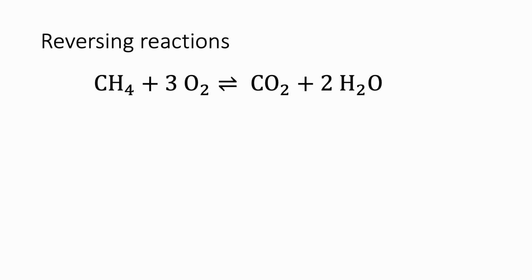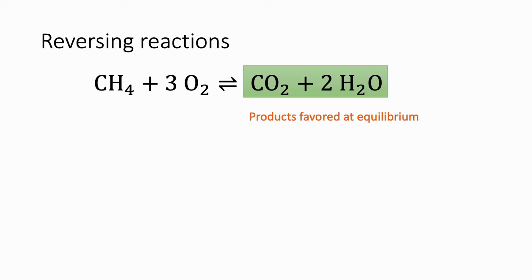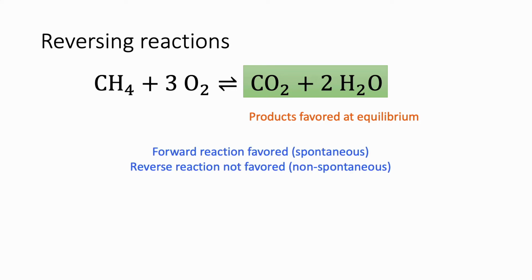So before we get into electrolysis, let's quickly review reversible reactions. If you have a reaction like the combustion of methane, and you know that the products are favored at equilibrium, that tells you that the forward reaction is favored, it's a spontaneous reaction, and the reverse reaction is non-spontaneous, it's not favored. So is it possible to get the reverse reaction to happen? Well, it is. We can do that by putting a lot of energy into the reverse reaction, thereby getting reactants out.